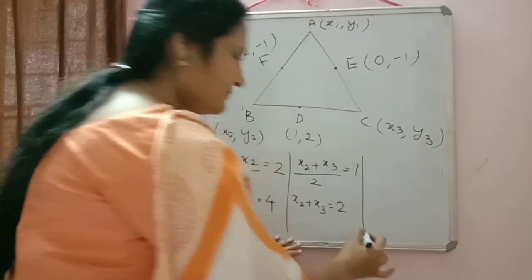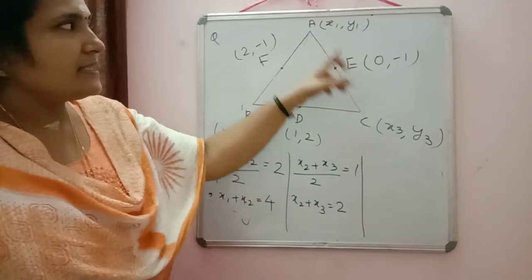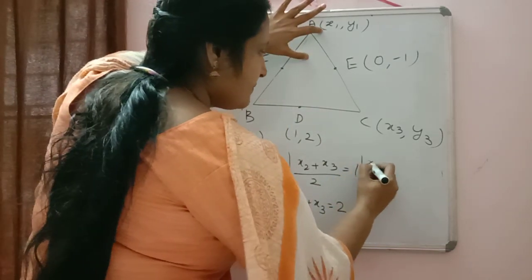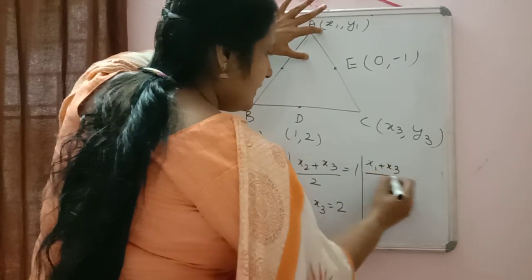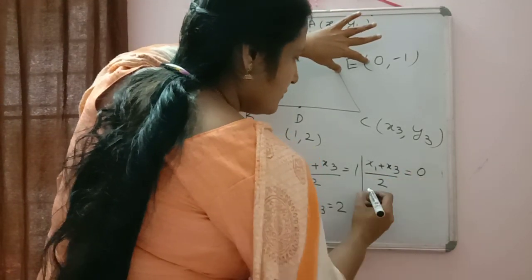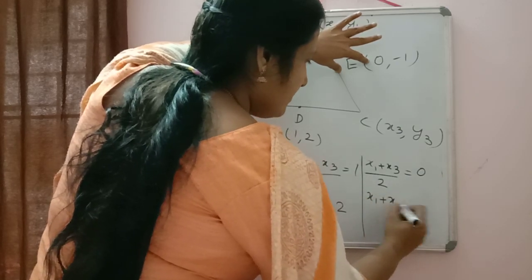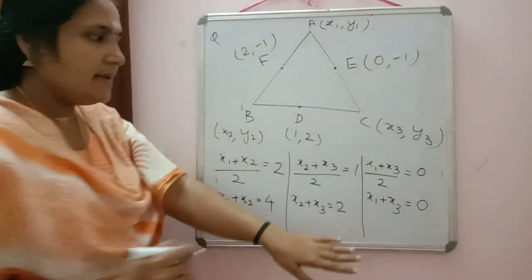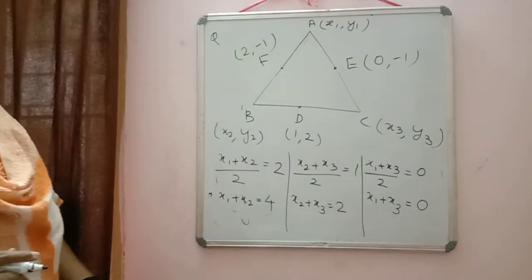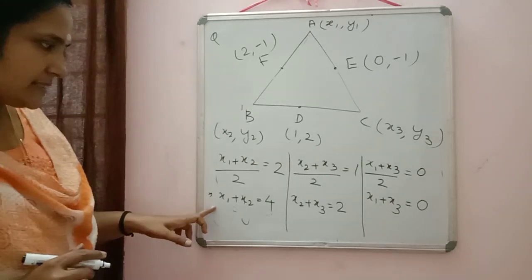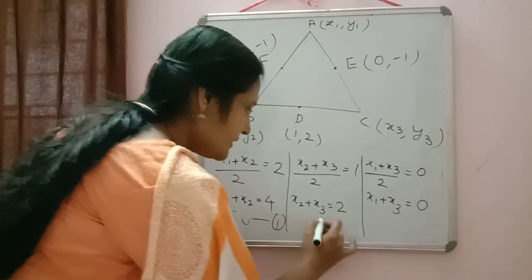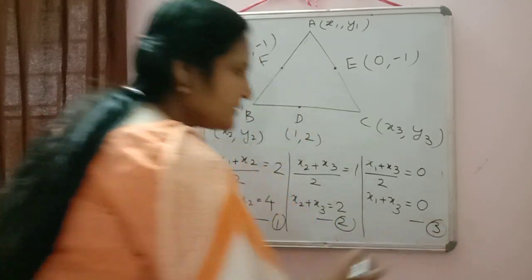In the same way, E is the midpoint of AC. According to the formula, how will we calculate the midpoint? (x1 plus x3) by 2, and it was given that this is equal to 0. So we will get from here x1 plus x3 is equal to 0. At present I haven't written the y coordinate. We are doing the question related to the x coordinate only. So the first equation is x1 plus x2 is equal to 4, x2 plus x3 is equal to 2, and x1 plus x3 is equal to 0.